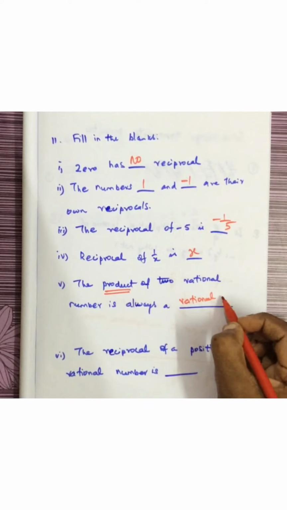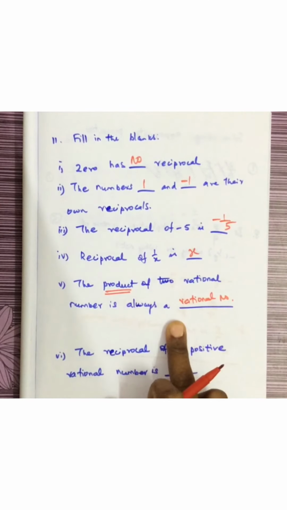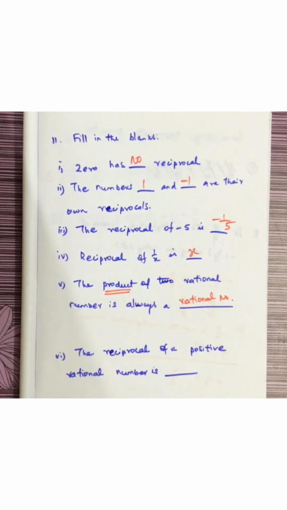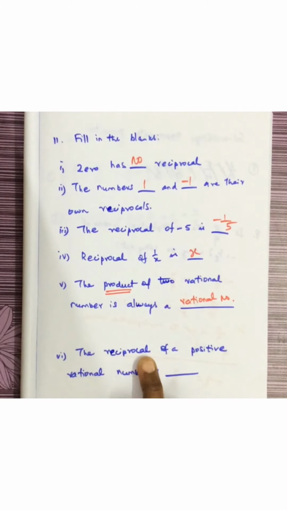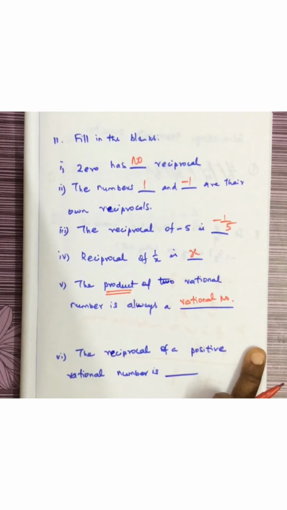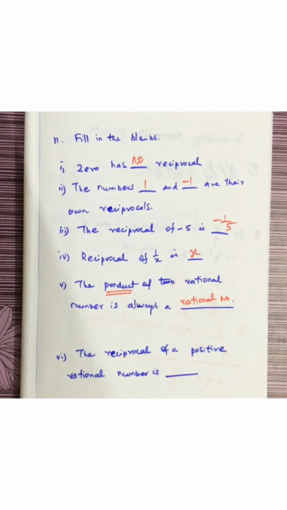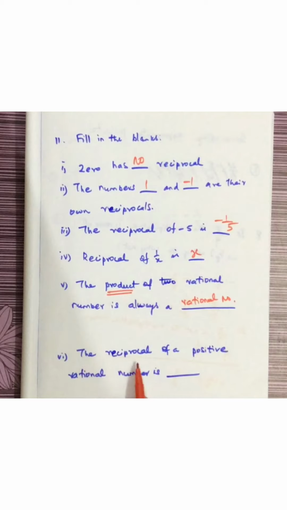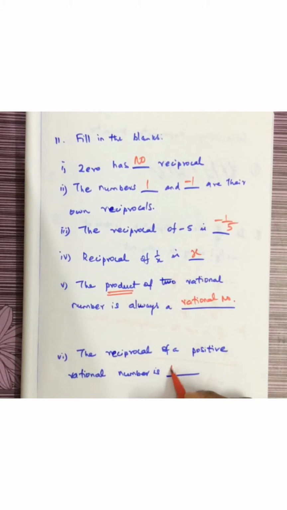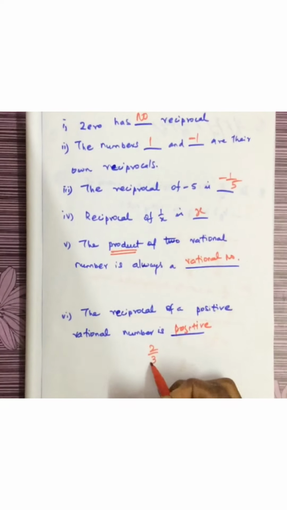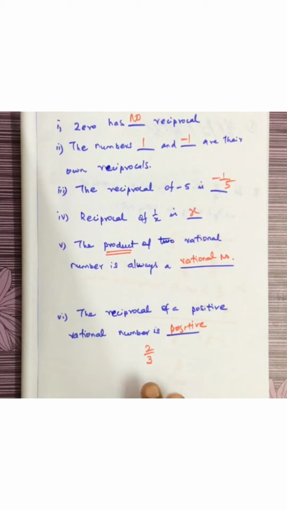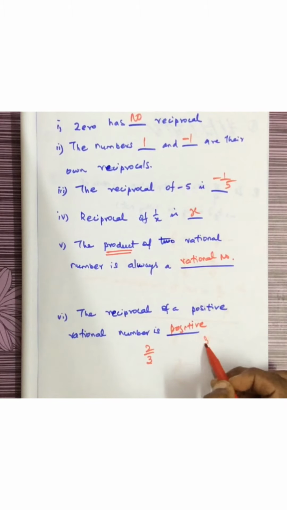What is this property called? This is called, we have seen, the closure property. So the rational numbers are closed under multiplication. What does it mean? When you multiply two rational numbers, the answer will also be a rational number. The reciprocal of a positive rational number is positive. So what does it mean? Take some positive rational number, 2 by 3 is positive. If you take the reciprocal of this, it becomes 3 by 2. That will also be positive.